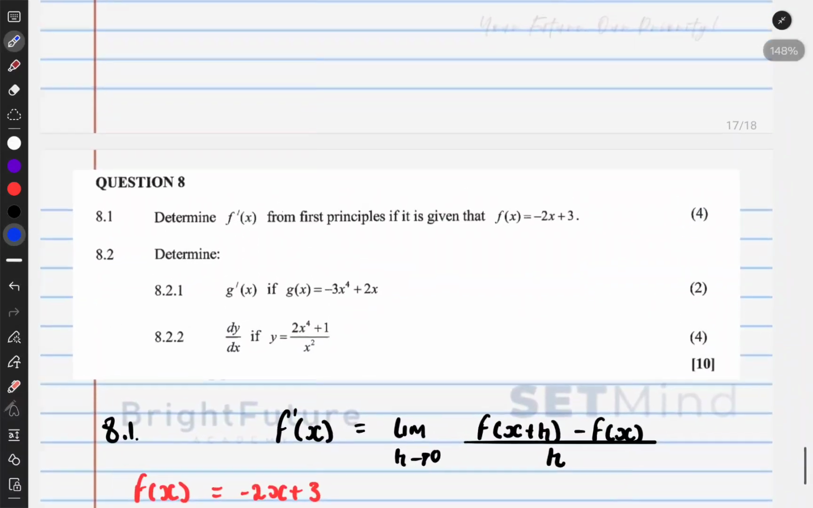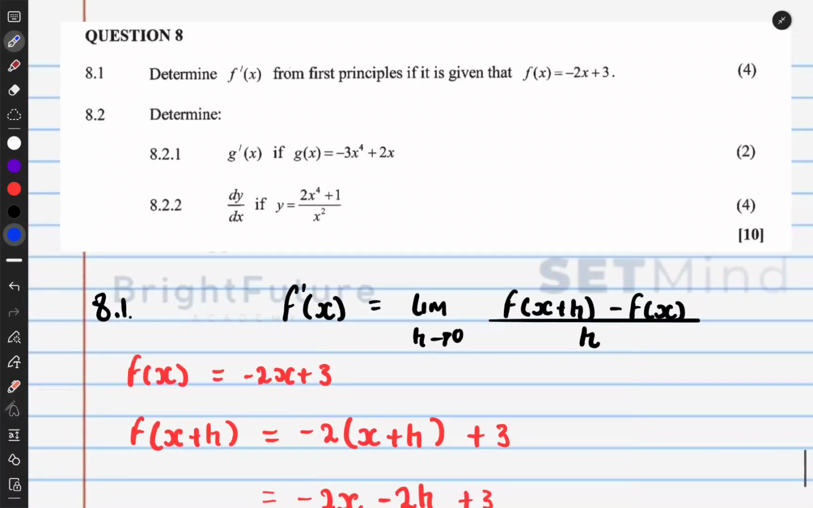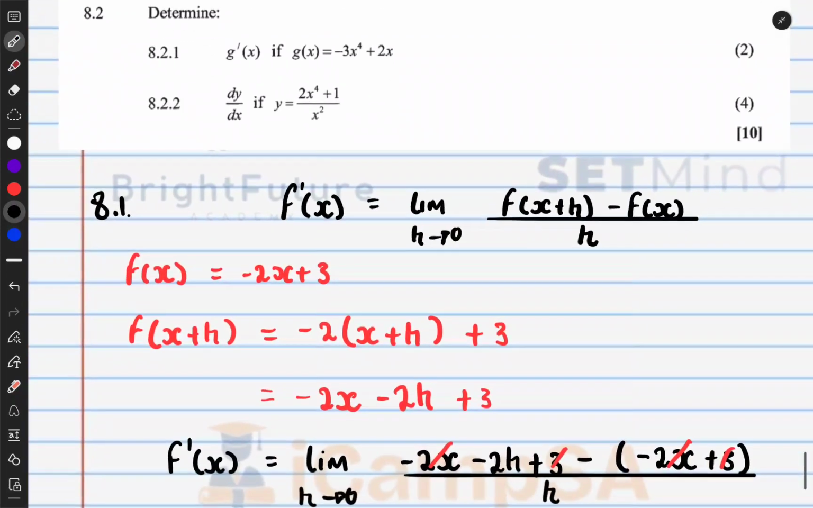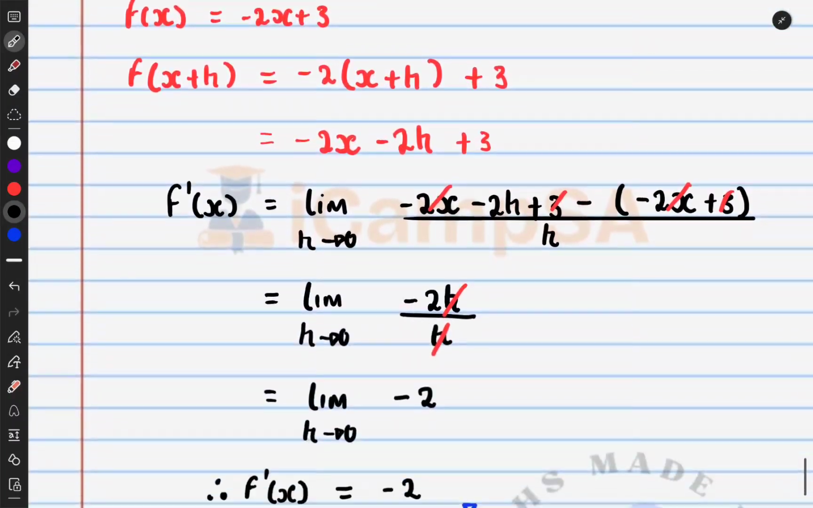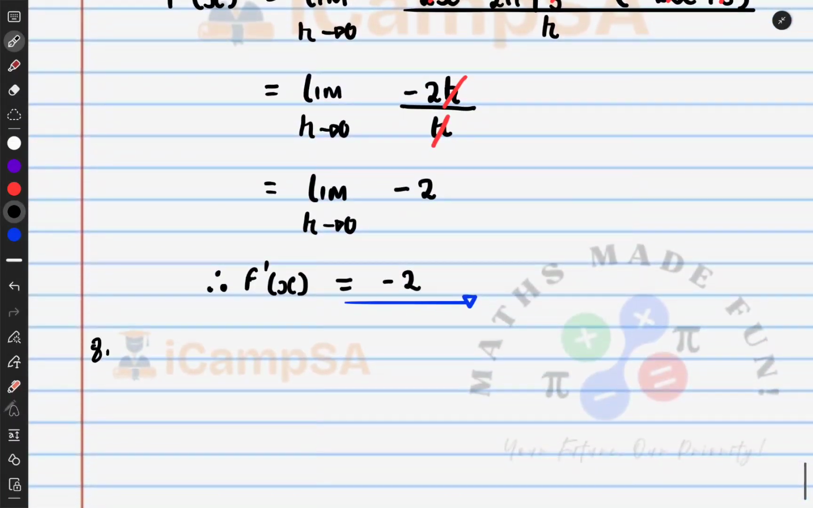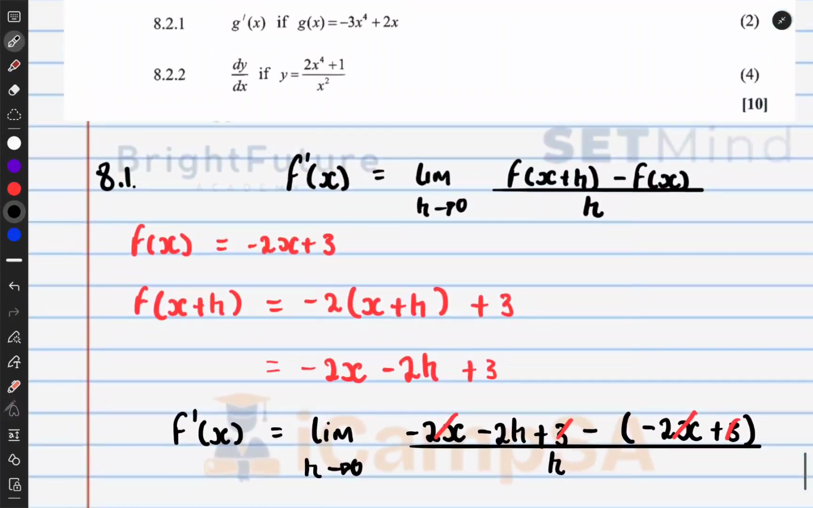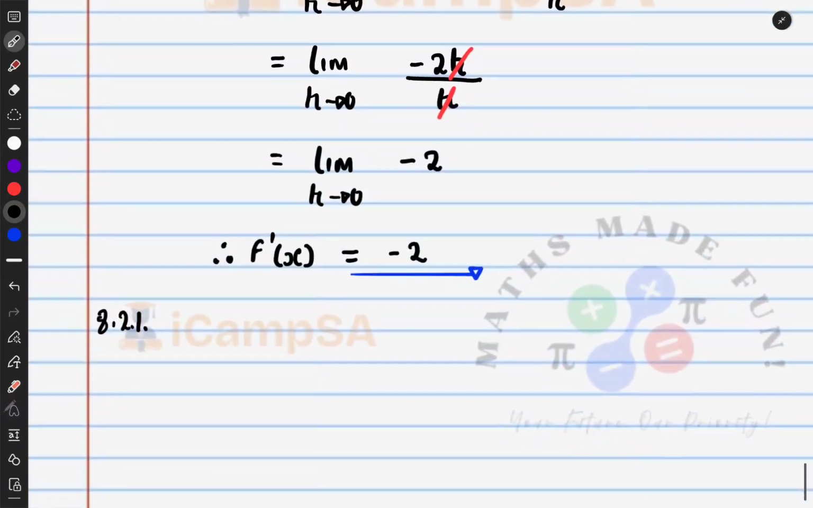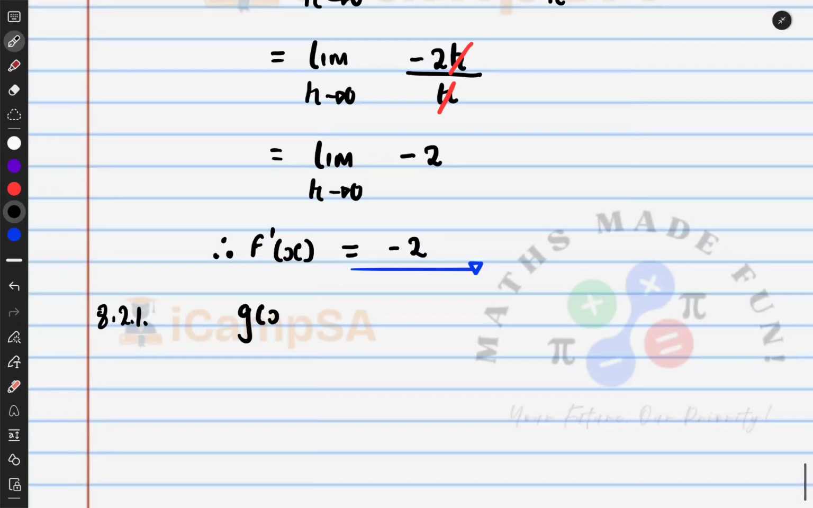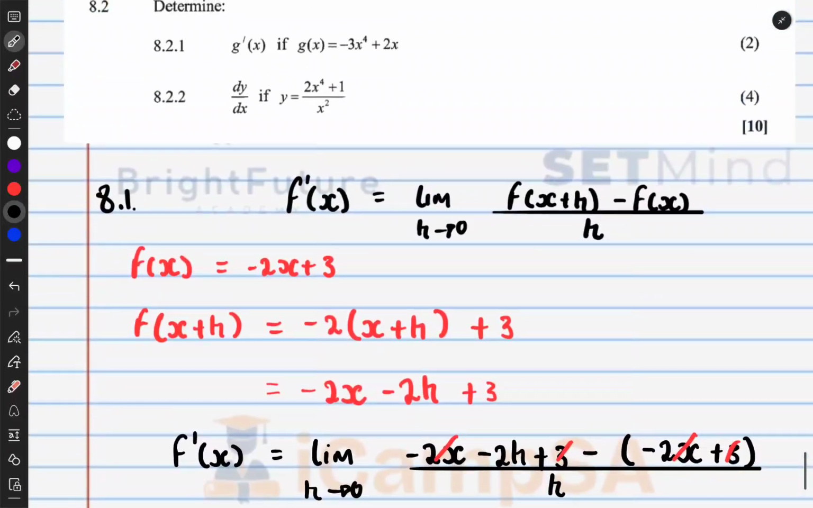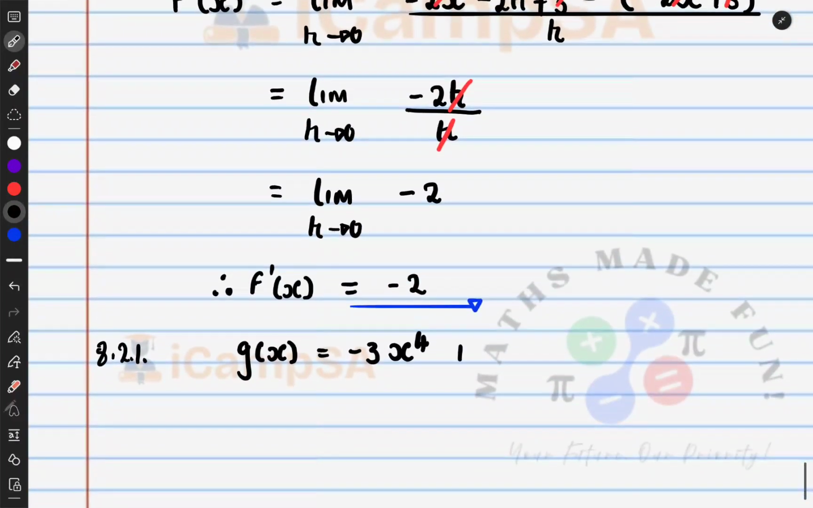Okay, then from there let's go to question 8.2.1. We're asked to find the derivative of g of x, which is g prime x. It hasn't been specified that we need to determine it from first principles, so we can use the power rule in order to determine this. So g at x is equal to minus 3x to the power of 4 plus 2x.